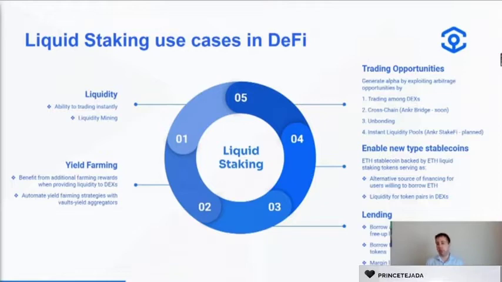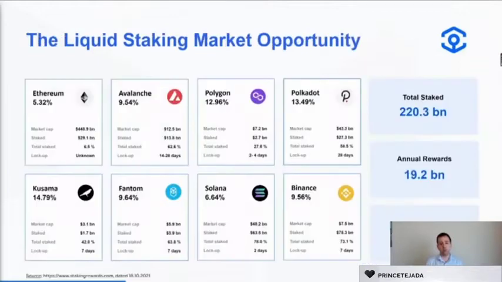And ultimately, trading opportunities can happen in different ways. I mentioned before being able to buy a liquid staking token at a discount, potentially on Bonded, and after 7 days you realize that gain. However, there are also opportunities among DEXs, as you can buy at different prices. Also potentially cross-chain, and we're enabling Ankr Bridge to bridge liquid staking tokens to different chains. And also a concept of instant liquidity pools that I'm going to show later.